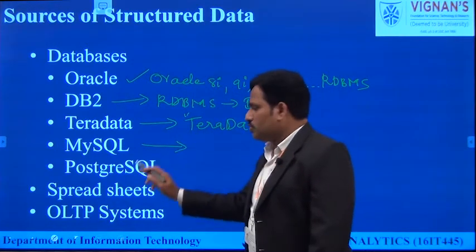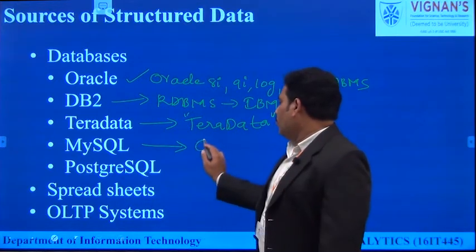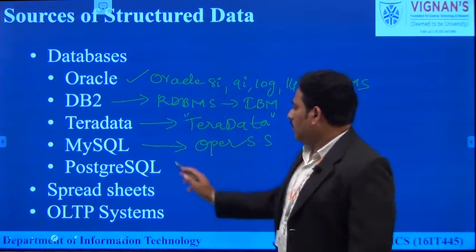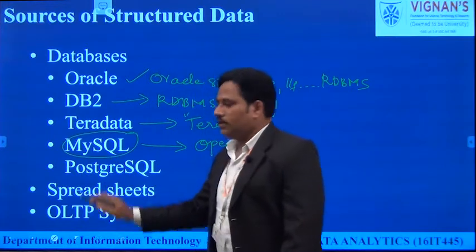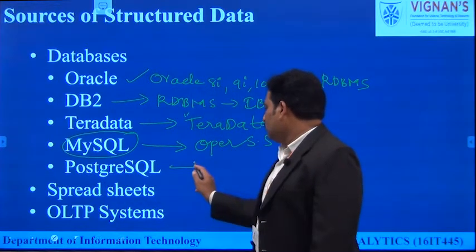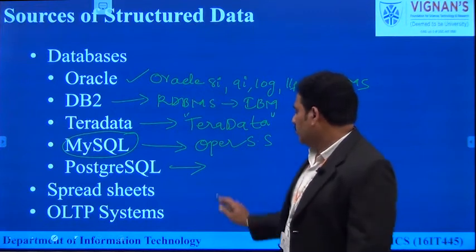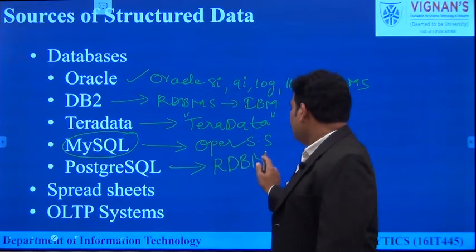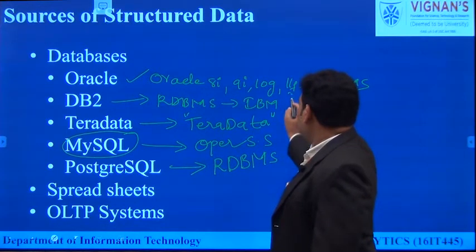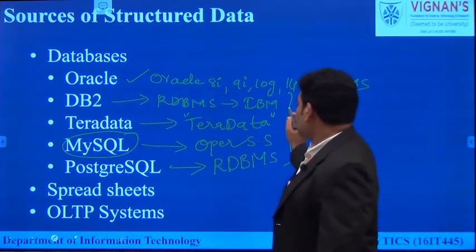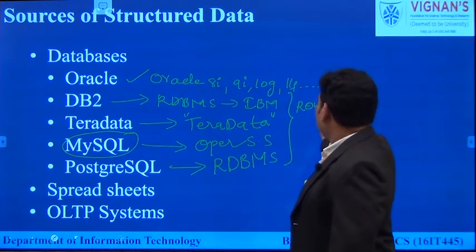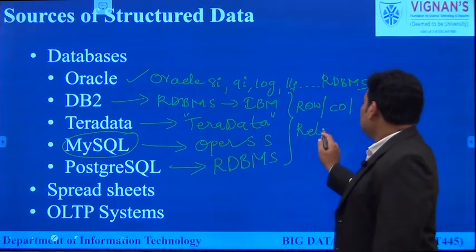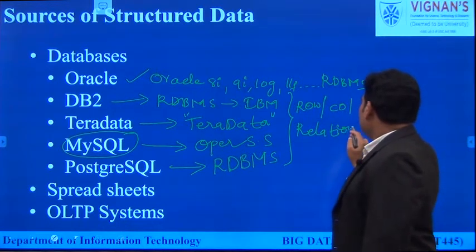And there is another open source tool called MySQL. It is an open source software. It can also be used to store the data in structured format. And there is another database called PostgreSQL which is also used to store the data in the form of RDBMS concepts. That means in all these applications data is going to be stored in the form of rows and columns, and they will follow relationship with class and objects.